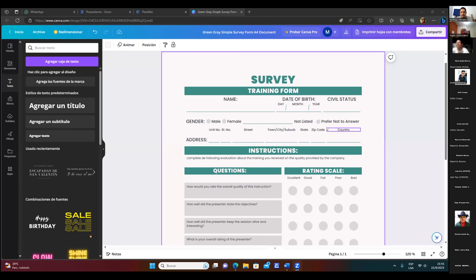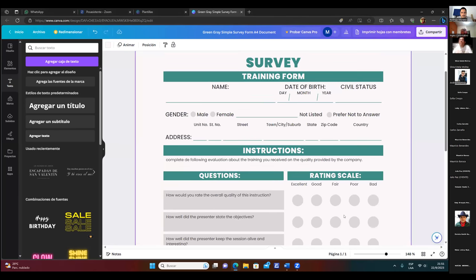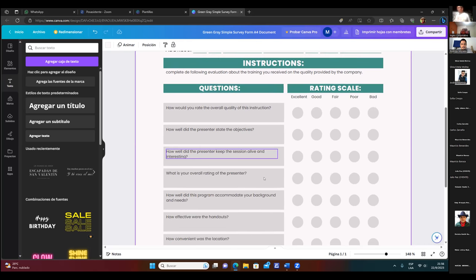Try to zoom your survey a little bit. Zoom. Hágalo un poquito más grande. Ahí, yes. Good. Okay. This survey training form. These instructions are to complete the following evaluation about the training you received and the quality provided by the company. The questions are: how would you rate the overall quality of this instruction? How well did the presenter state the objective?